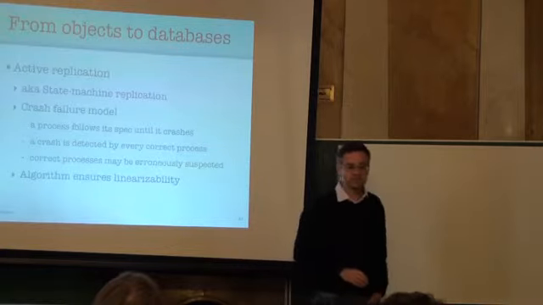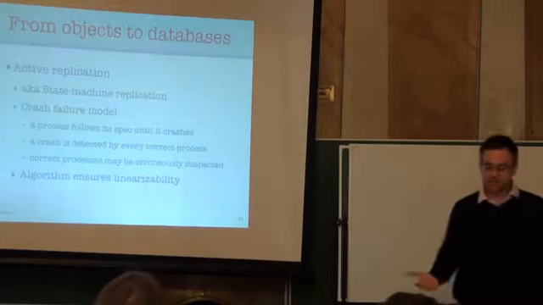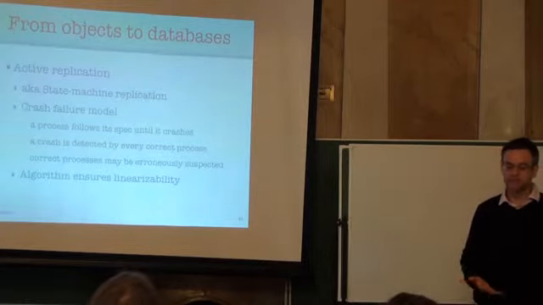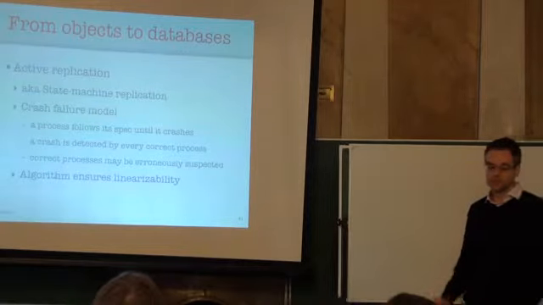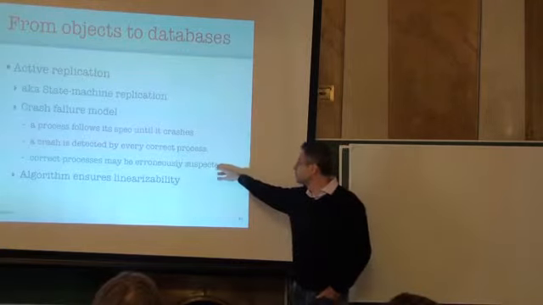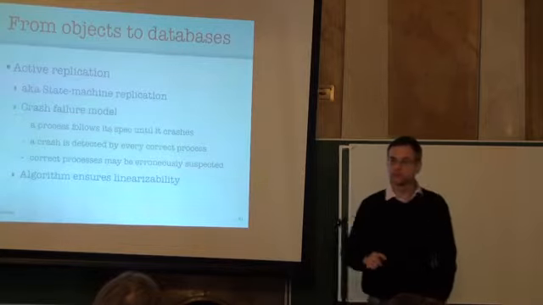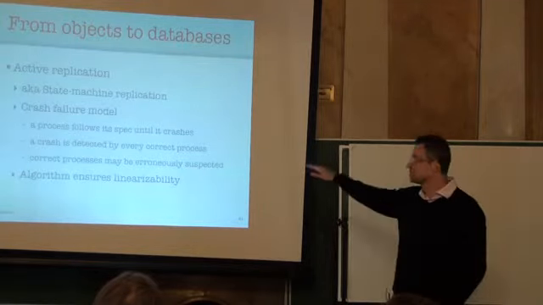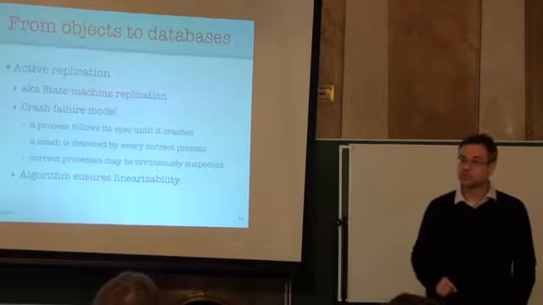Correct processes may be erroneously suspected. As I said before, it's almost inherent to the way these things are implemented. Sooner or later you may end up falsely suspecting some server. So this failure model here accepts that, right? So it means that the algorithm that I'm going to introduce to you tolerates this kind of behavior. And it still ensures linearizability.